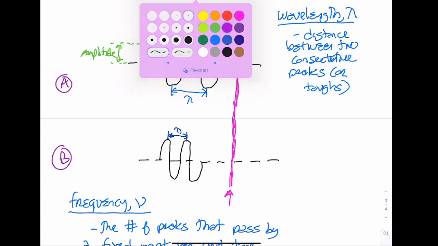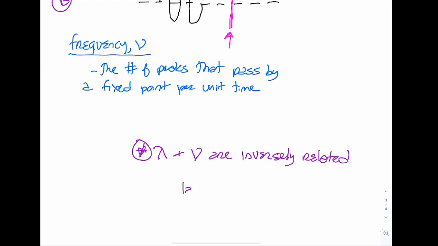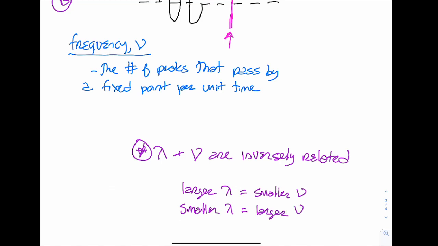So wavelength and frequency are inversely related. As our wavelength gets smaller, our frequency goes up. As our wavelength gets bigger, our frequency goes down. So larger wavelength equals smaller frequency. Smaller wavelength equals larger frequency. Frequency is the number of peaks passing by that fixed point.